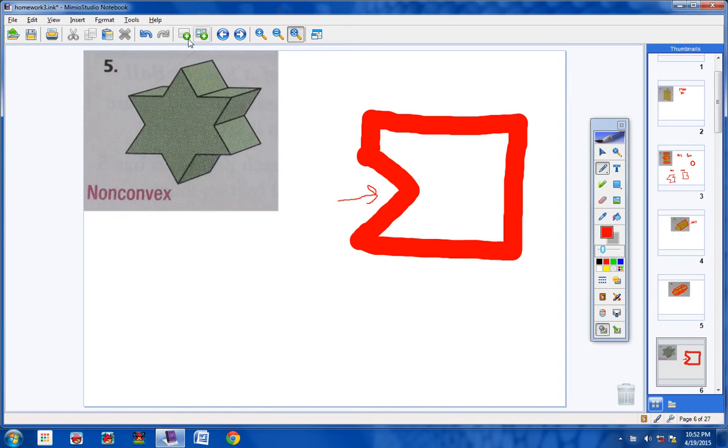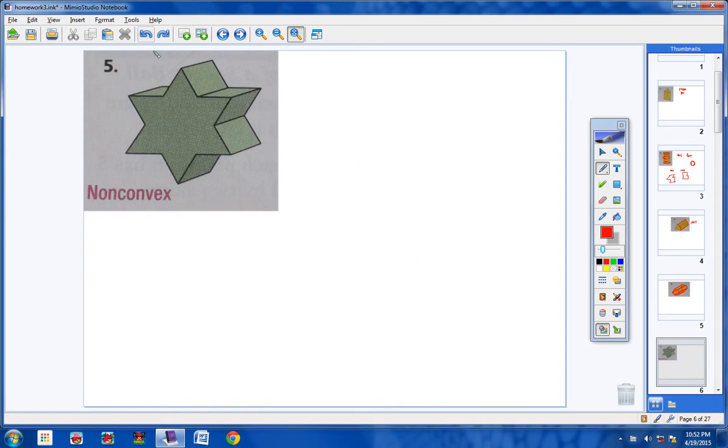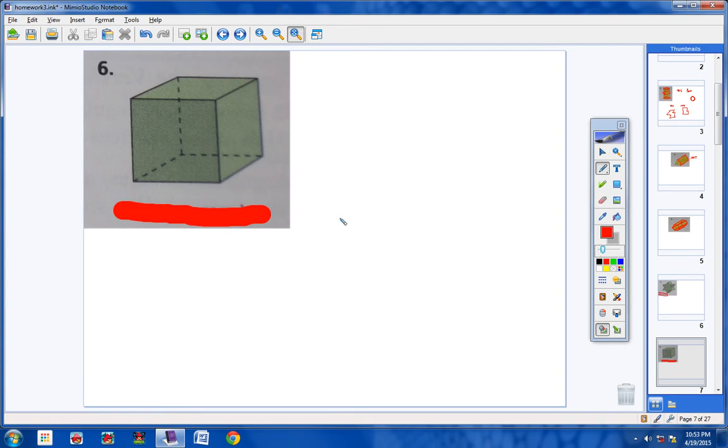Right here. Now, there's indentations on this polyhedron. Look, right here, goes down and back out, down and back out, down and back out, okay? There's all kinds of indentations, so no, this is not convex, okay? No, it's not regular, okay? It is not regular. It is non-convex. Number 6. Yes, this is a regular polyhedron.